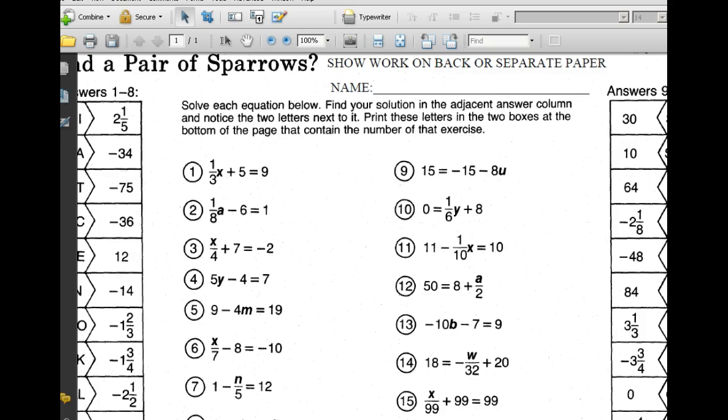So on here, this is just the full version of what you're going to be doing. Do note that it does say show your work on the back or a separate piece of paper. So whenever there's not room to write all the work, you need to do it on a separate piece of paper. I have it if you don't have it.